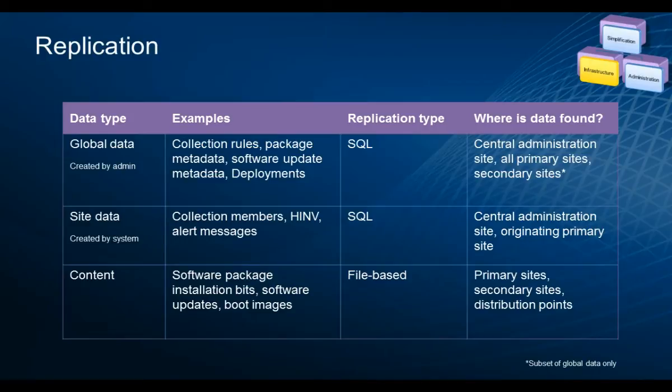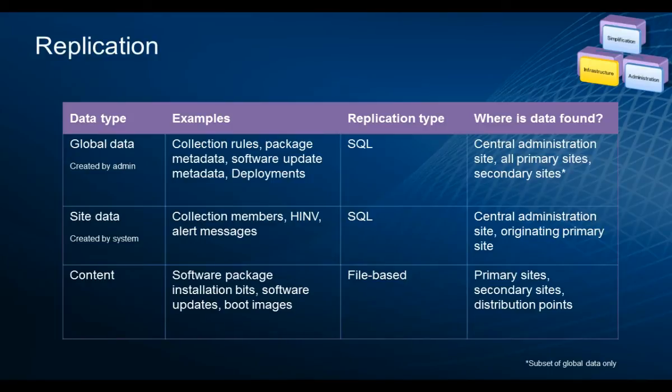So an important thing to talk about, in addition to talking about distribution points, site hierarchies, and SQL, is replication. We have different types of data that gets replicated: global data, site data, and just content. Global data is created by administrators, site data is created by the system, and then content is a subset of all of that, things like software packages, installation source, software images, software updates, boot images. And this table clarifies some examples and the type of replication that is used for that type of data.